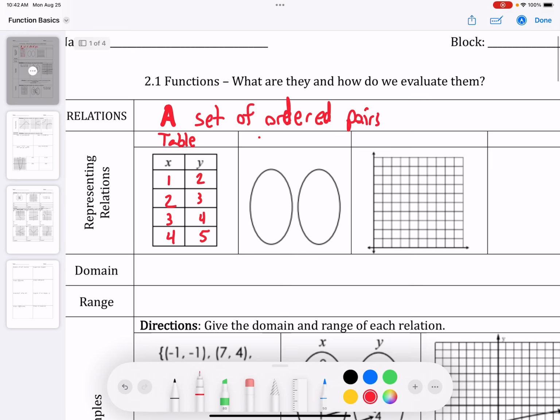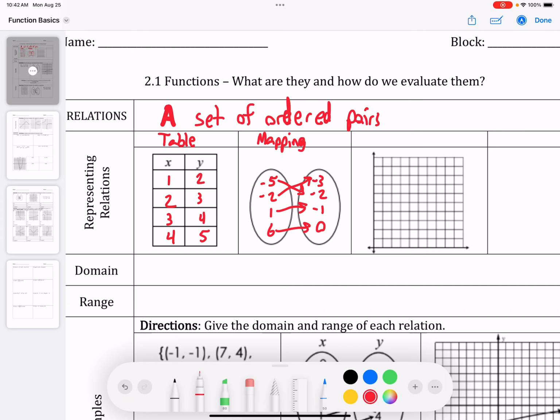Another type of relation is a mapping diagram. And a mapping diagram just has numbers on this side. Typically, this side is like the x side. So you'll just have numbers in here, and they will map over to the other side. So you'll have arrows going from one to the other.